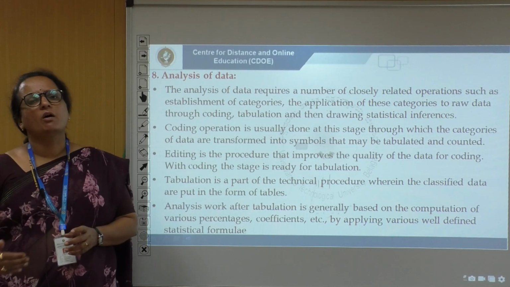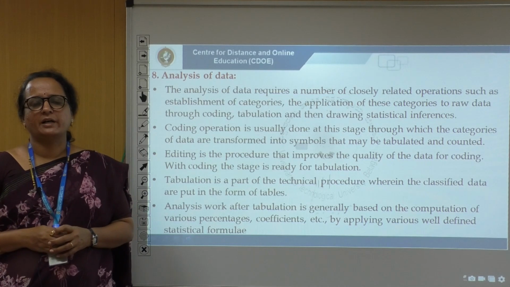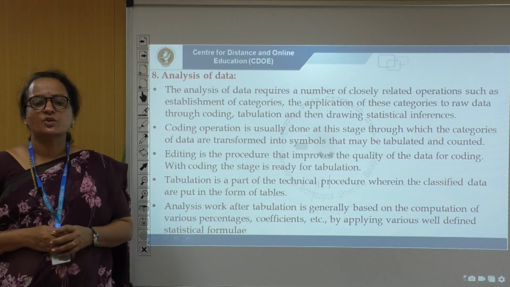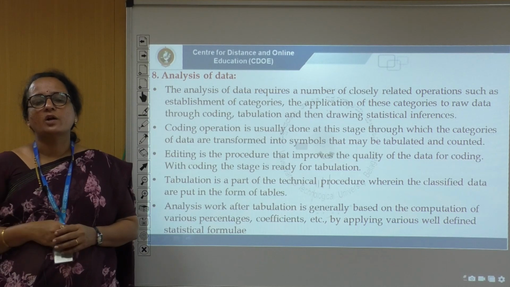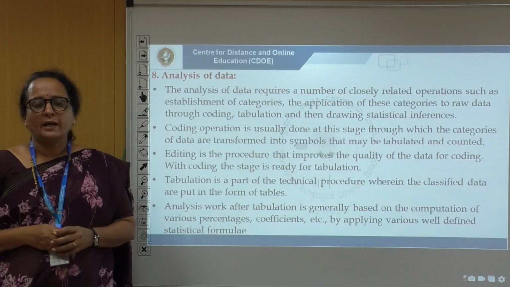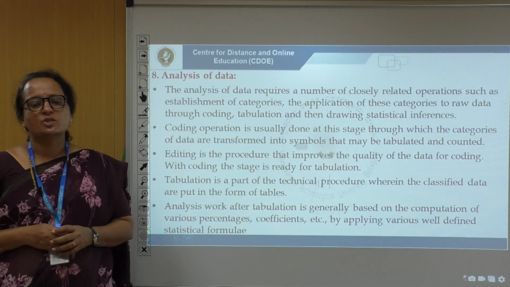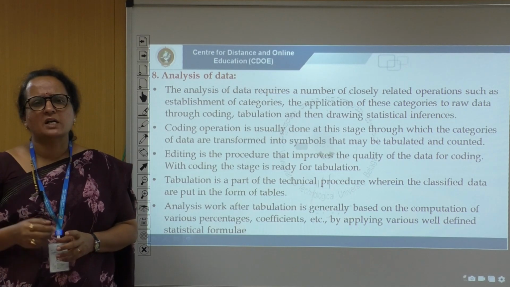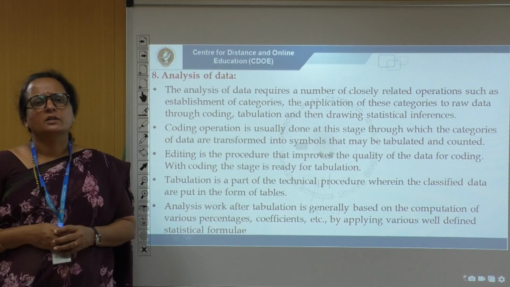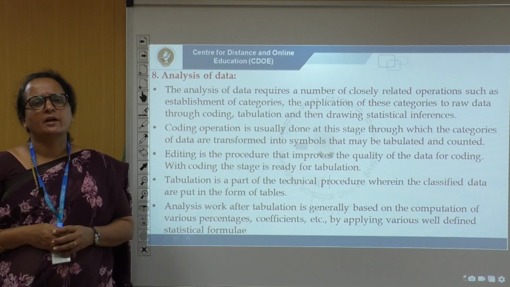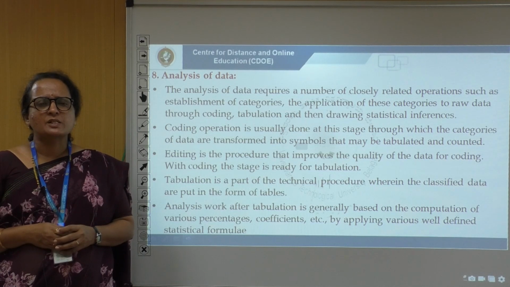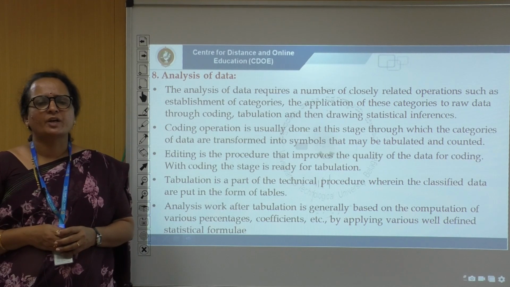After carrying out all these steps of data processing or data preparation, that is editing of data, coding of data and tabulation of data, the data is ready for analysis. Analysis work after tabulation is generally based on computation of various percentages. When we do the analysis, two types of statistics will be used: descriptive statistics and inferential statistics. Descriptive statistics is basically used for describing the variables.